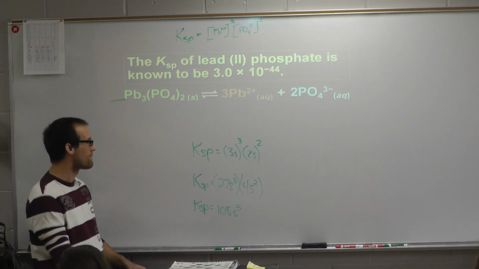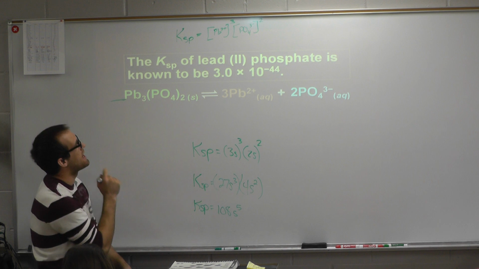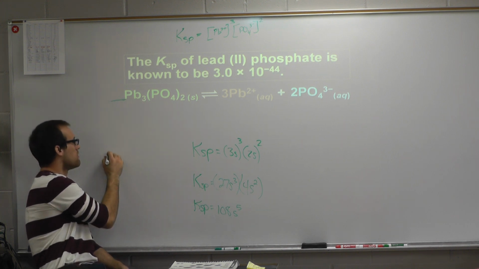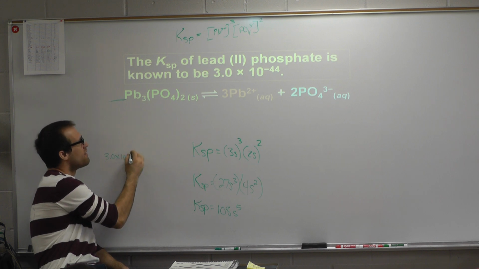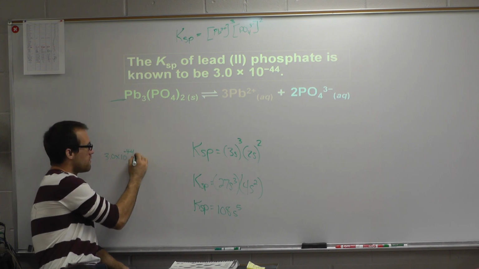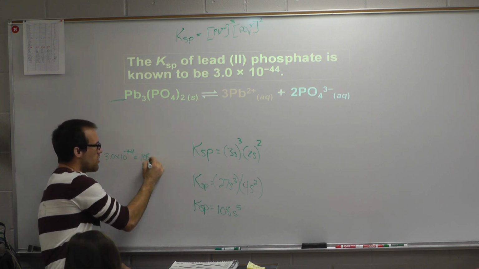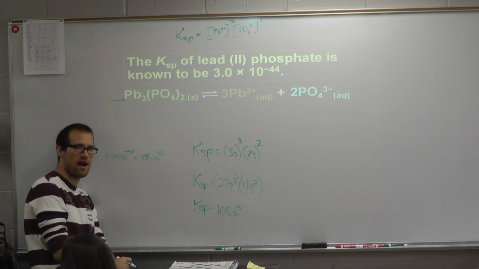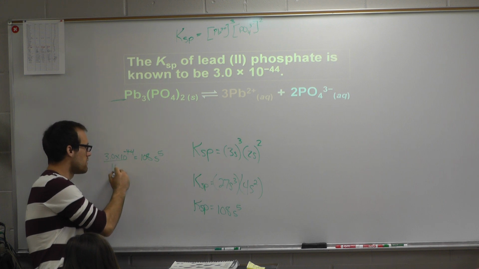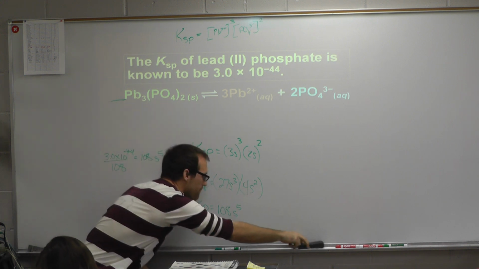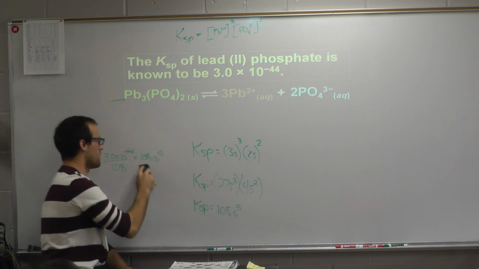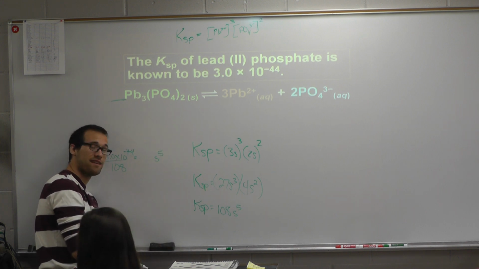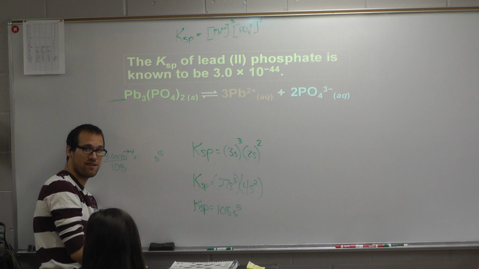So, what's the Ksp? What did they give us? They told us: 3.2 times 10 to the negative 44 equals 108 S to the fifth. Let's solve for S. Divide by 108, and then I do not want that 5 there.